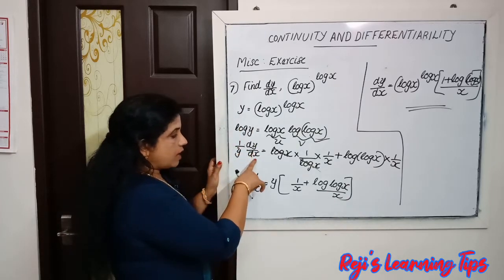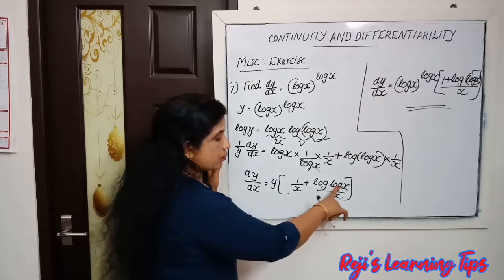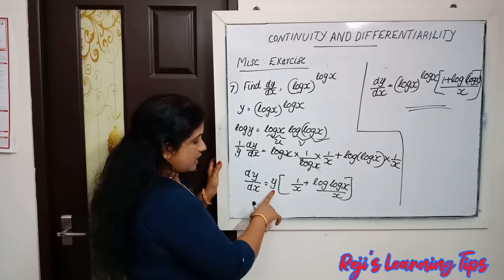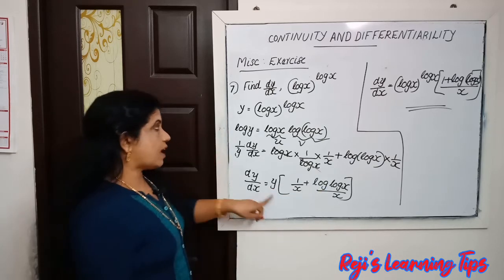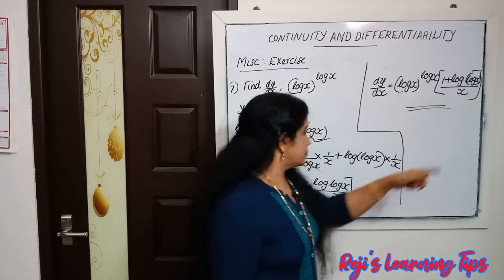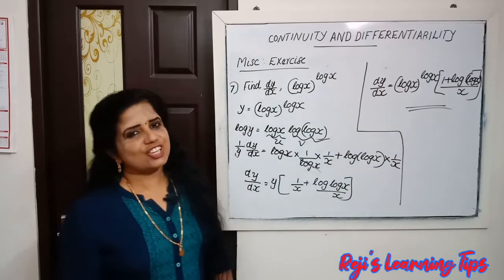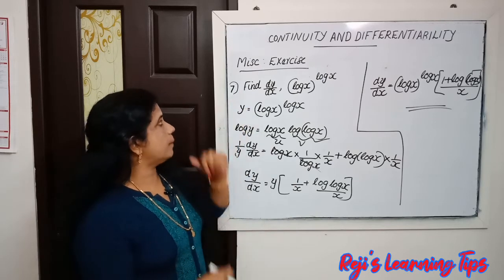1 by y into dy by dx is equal to 1 by x plus log of log x divided by x. Then we take this 1 by y to the other side. Then we will get y into (1 plus log of log x) divided by x. y is the question, that is (log x)^(log x) into (1 plus log of log x) divided by x. Okay, understood? Then we can see the next problem, that is the 8th.